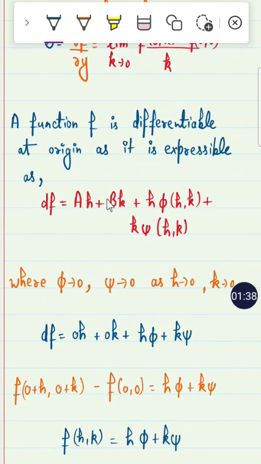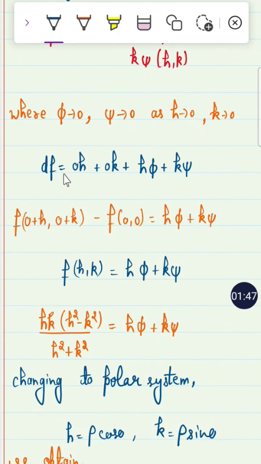Now, we know that φ converges to 0 and ψ converges to 0 as h converges to 0 and k converges to 0. So df = 0 + hφ + kψ. So f(0 + h, 0 + k) − f(0, 0) = hφ + kψ. This becomes f(h, k), since f(0, 0) is 0, equal to hφ + kψ. This is hk(h² − k²)/(h² + k²) = hφ + kψ.